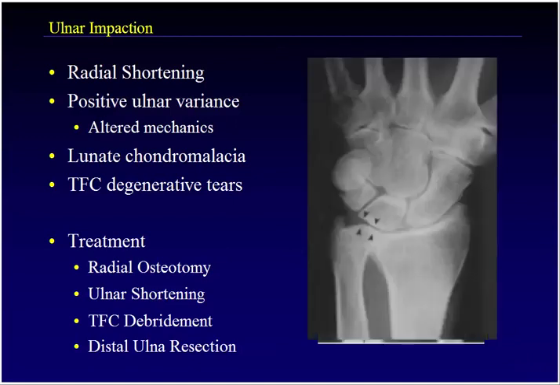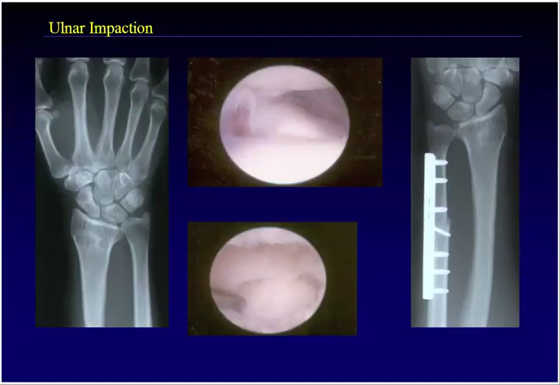And this is what it looks like here. The previous slide showed the normal radiocarpal anatomy, and here you have a patient that has an ulnar positive variance, and you see there's significant impingement on the lunate in the distal radius. This is what it looks like arthroscopically.